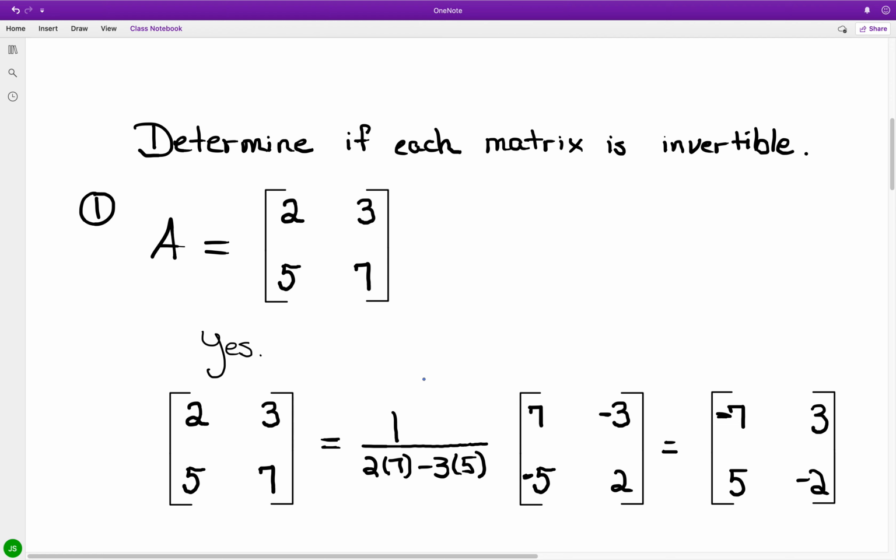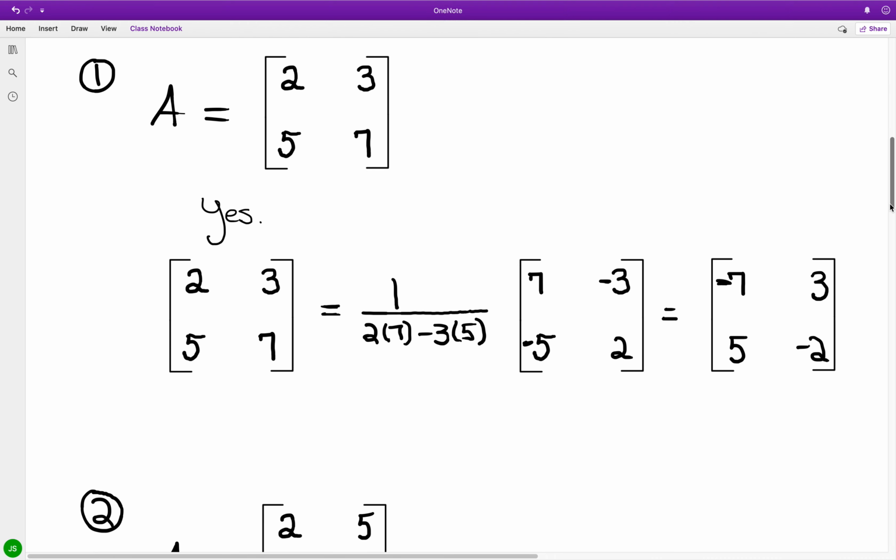Again, we flip the upper left and the lower right diagonal position elements and take the opposite sign of the elements in the other corner spaces. So we have 7, -3, -5, and 2, taking the opposite sign. It's going to turn out that for the inverse of A, we come out to -7 and 3, 5, and -2. All right, so this is going to be the inverse of matrix A.